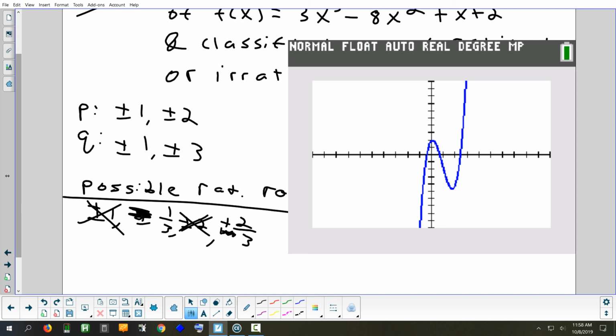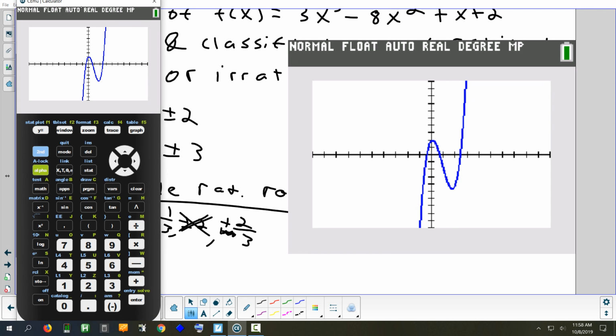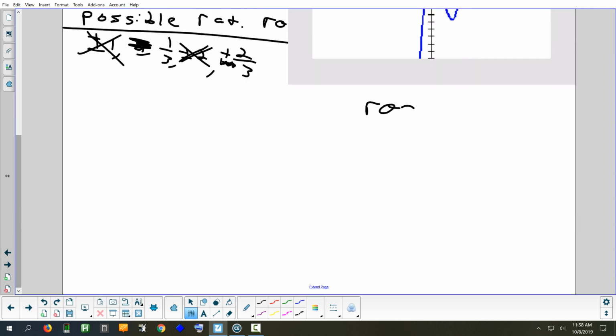Maybe let's trace to the negative 1/3. This is the part that saves us time with the division. I don't want to divide through by something that's not going to give me a remainder of 0. So this will tell me whether or not it's remainder 0. Negative 1/3. No, that's not the root. So it probably was 2/3. 2/3, yes. So one of the roots is 2/3. So let's start a list.